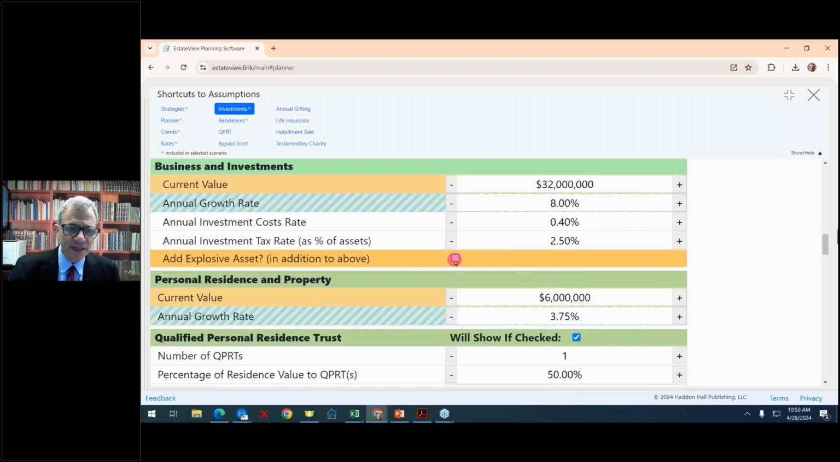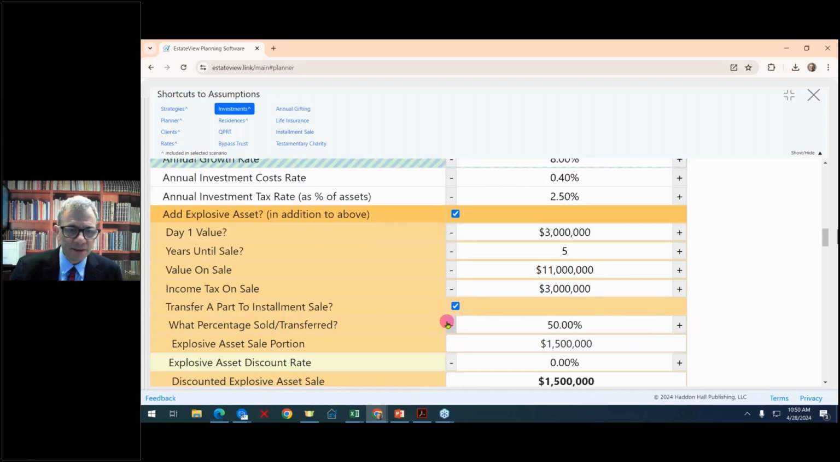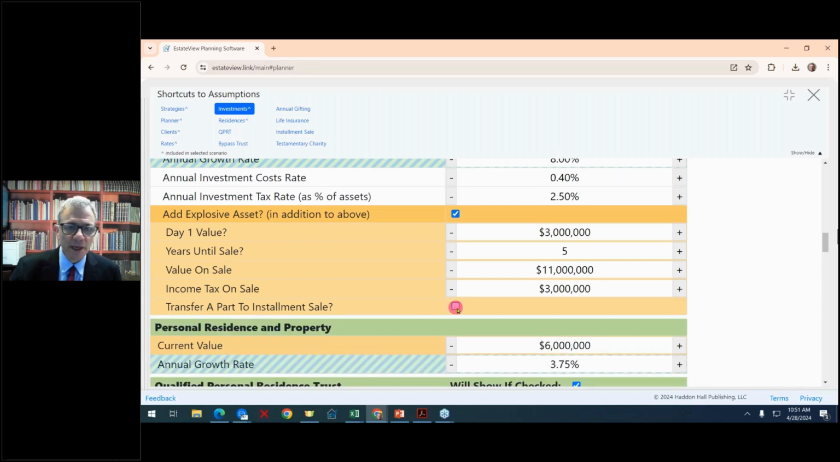We also ask, is there an explosive asset? Sometimes clients come to us and say, I have a business as part of my $32 million net worth, and it's worth $3 million today. But in 5 years, I expect to sell it for $10 million when I get this patent. And I'd like to get this company out of my estate if I can. In fact, maybe it's going to sell for $11 million, and when that happens, there's going to be $3 million of federal estate tax on the sale. So I can load in that explosive asset and also decide if that asset is going to be involved in the installment sale. For now, I will say no.